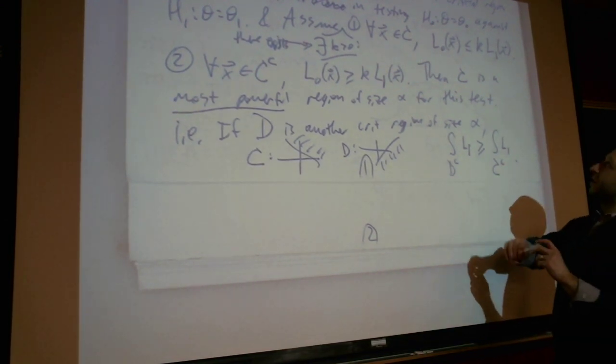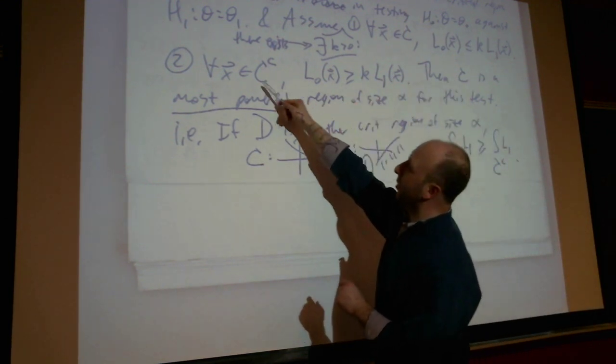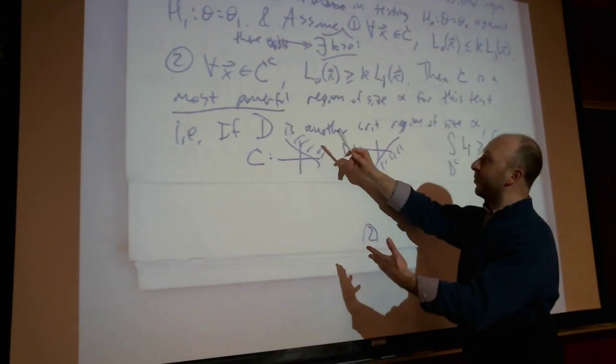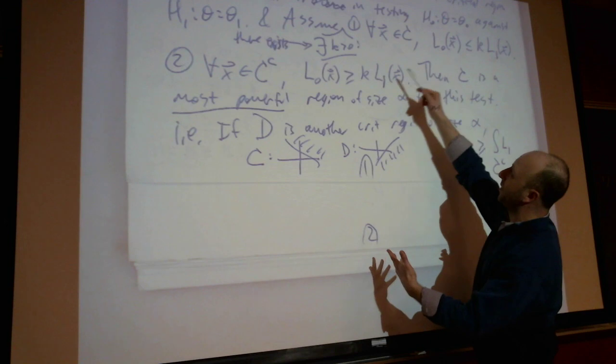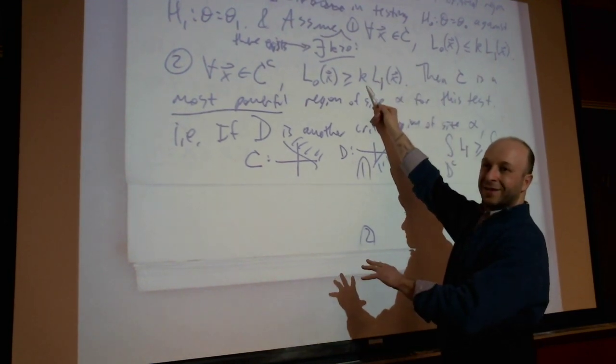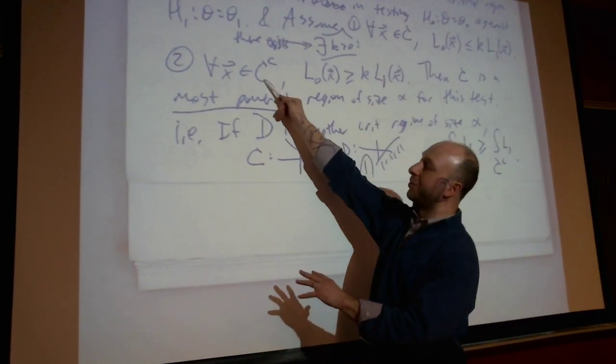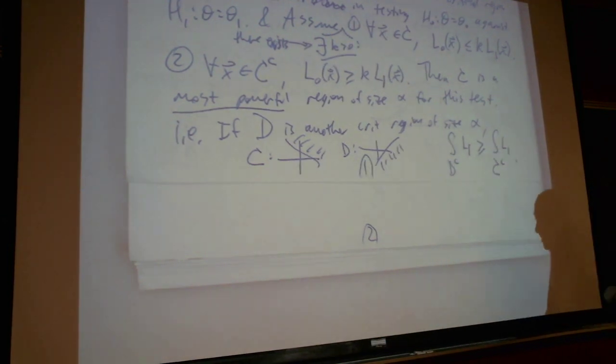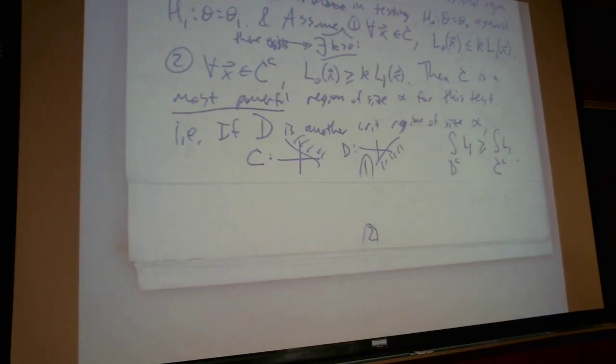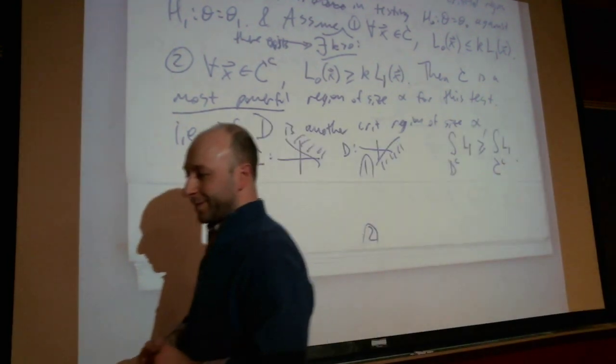What is that condition? It's that the ratio of the likelihood functions flips from being below some constant k to being above some constant k, exactly on the boundary of the critical region, C. Okay? Does that make sense? All right, let's prove this.